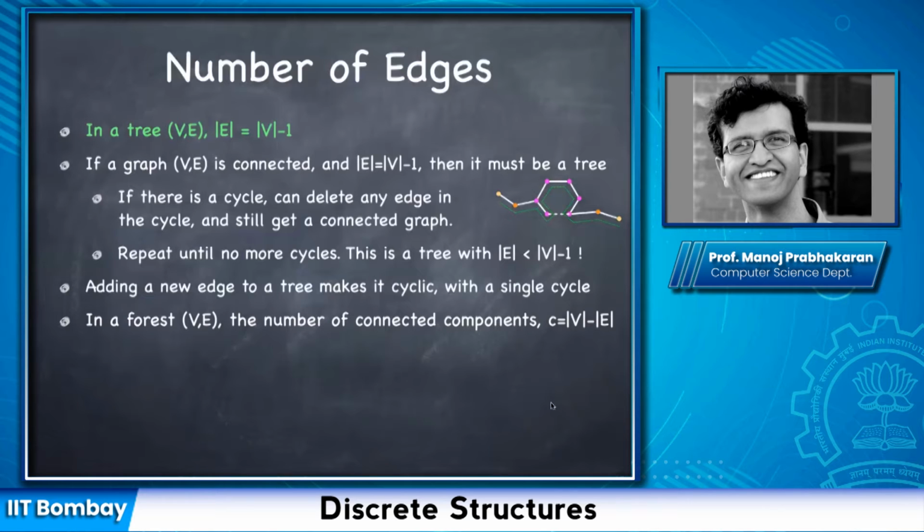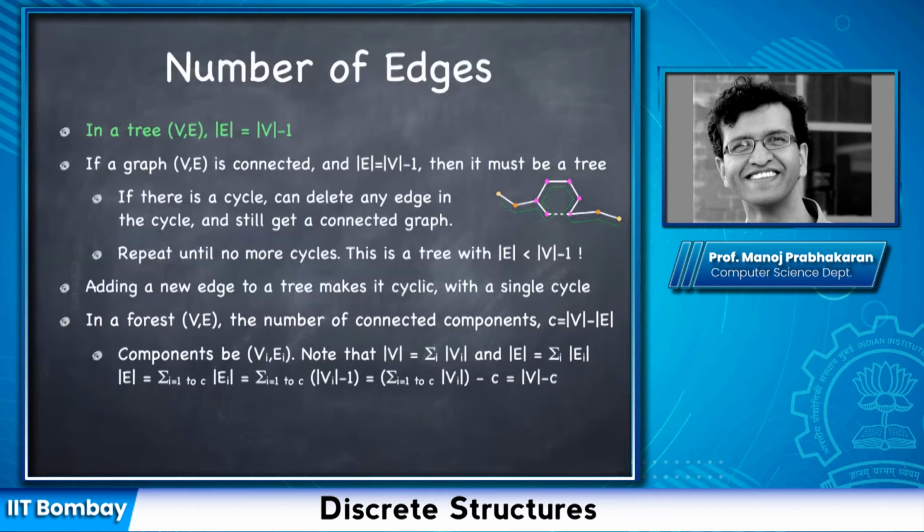So for the case when it's a tree, this gap is 1, right? The number of vertices is 1 more than the number of edges. If you have many components, then in each component there will be a gap of 1. So altogether there will be a gap of as many components as there are. Okay, so this is just saying the same thing again.